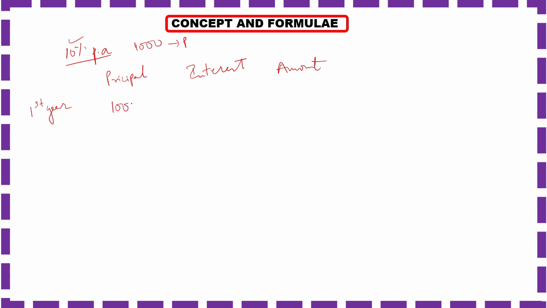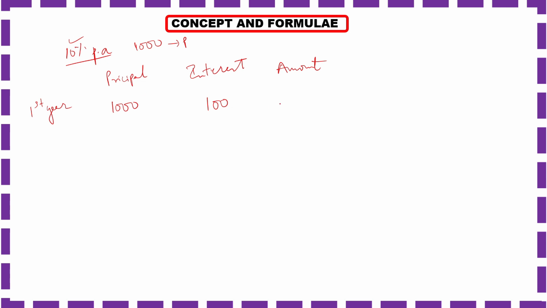Now I will just brief you about the difference between simple interest and compound interest. So how does simple interest work? Let us take the rate of interest as 10% per annum. You borrowed 1,000 rupees from your friend. For the first year, this is the principal, this is the interest, and this is the amount. So 1,000 is the principal, and the interest is 10% of 1,000. So the interest that you must pay to your friend is 100 rupees.